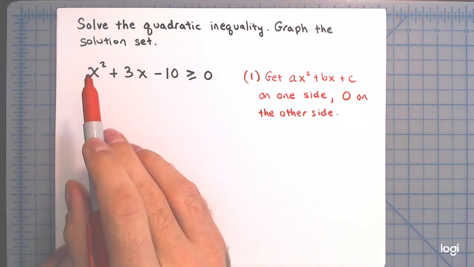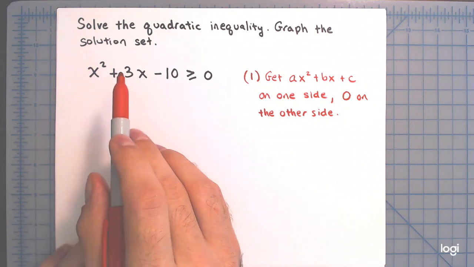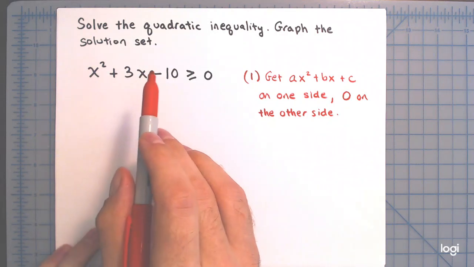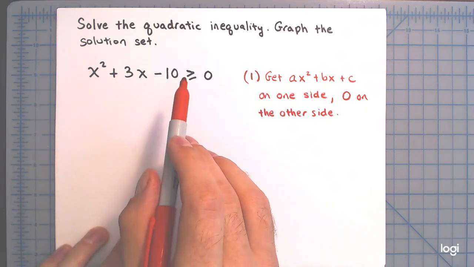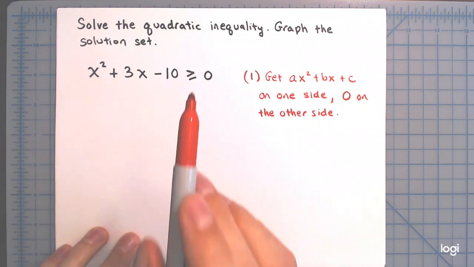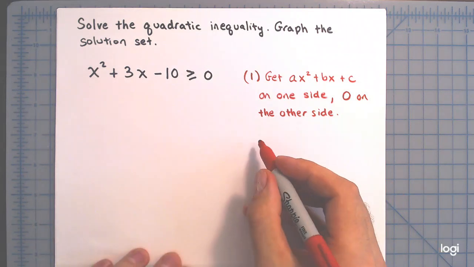I have ax squared plus bx plus c, where a is 1, b is positive 3, and c is negative 10, all on one side of the inequality symbol, is greater than or equal to, and then 0 on the other. I would like to have that, just like when we were solving quadratic equations. That would be a very good start. Get the quadratic polynomial on one side, 0 on the other.